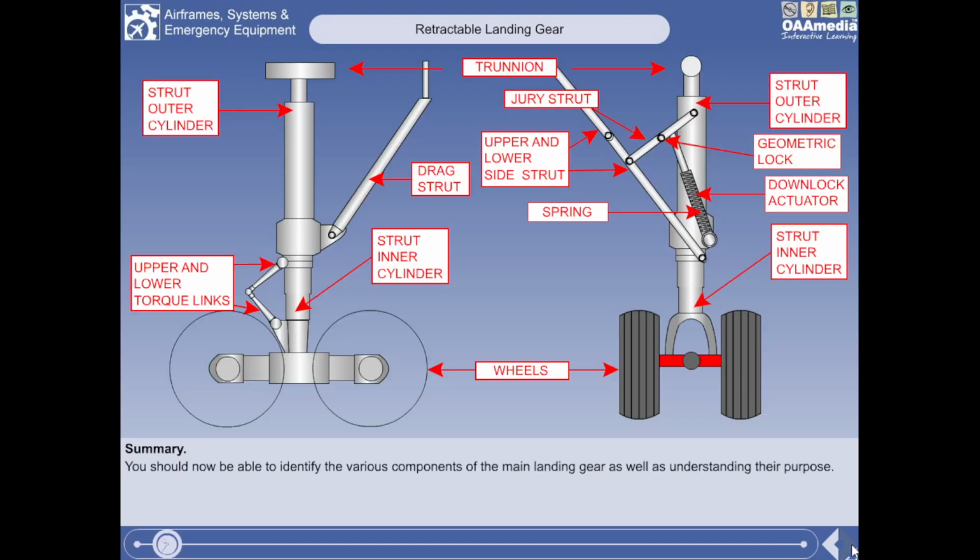You should now be able to identify the various components of the main landing gear, as well as understand their purpose. You should know, for instance, that the torque links take the main landing gear torsion loads during ground maneuvering, and that some larger aircraft have steerable body gear, and that lastly the gear is normally locked down by a geometric lock produced by the over-center movement of the jury strut.